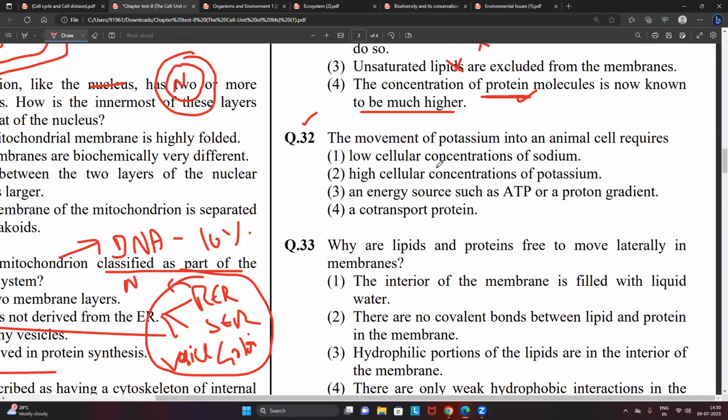Now, question number 32. The movement of potassium into an animal cell requires potassium. Friends, think it correctly. Slowly analyze. What is the best way? You have to eliminate the options. I want people to give the right answer. Keep the point in your mind. You have to give the right answer.